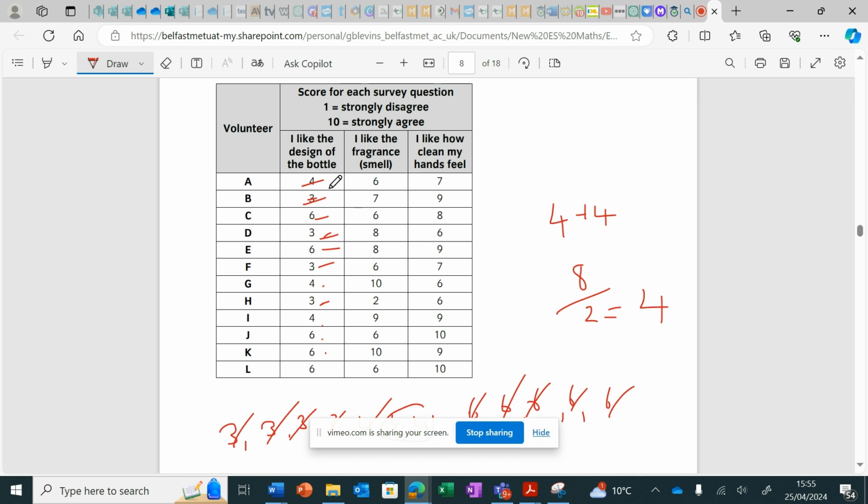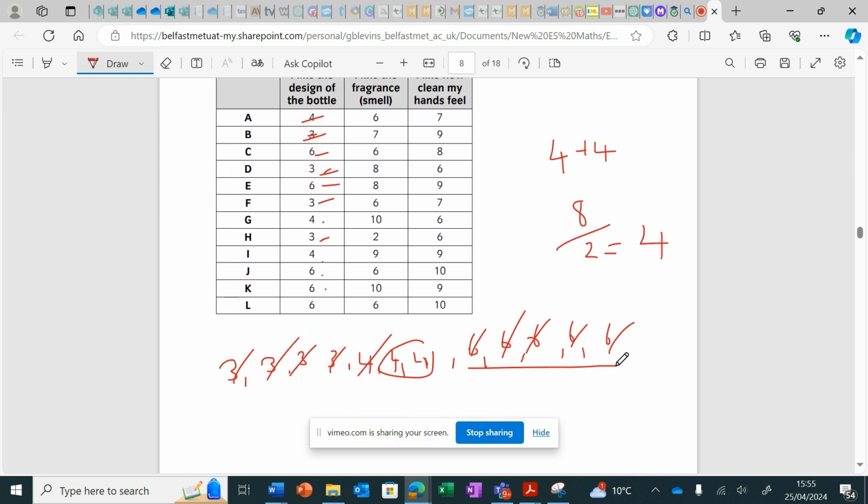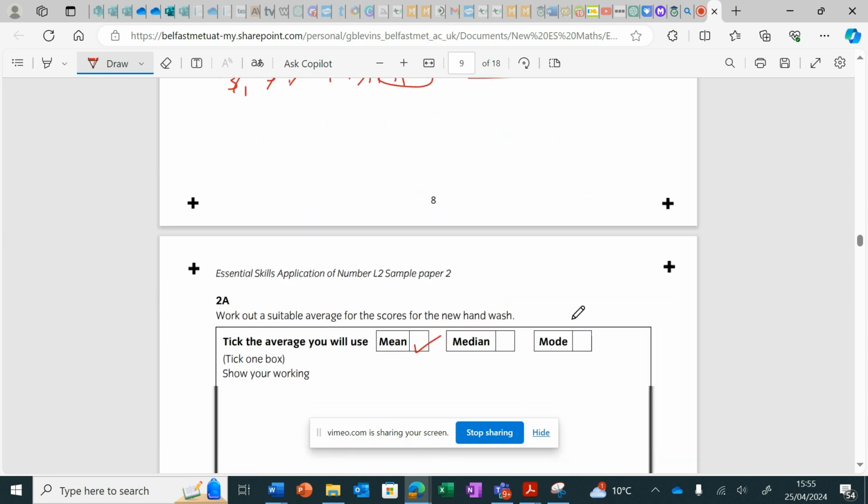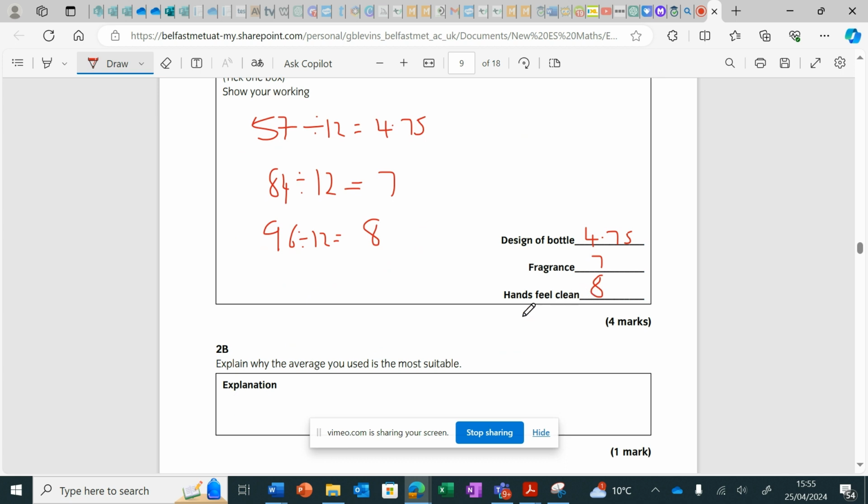If you're doing the mode, you find the most common number. The most common number there is 6. You repeat for here and repeat for here. Just make sure there are modes. So it's up to you what to decide to do, but those are the methods we use. I just went for the mean here.